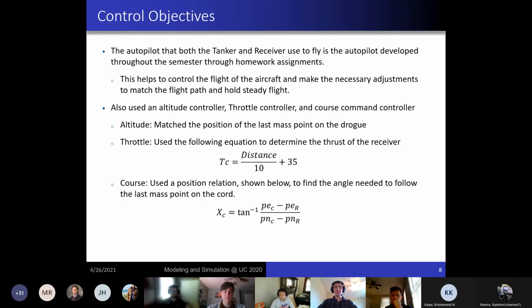And the course controller, we would take the positioning of our fuel boom and find the angle between the receiver aircraft and our position using the formula below, and that would be our course command hold angle.